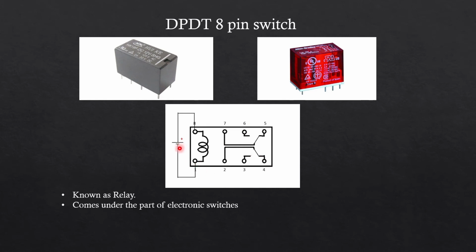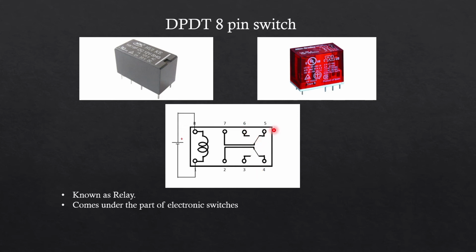You can see a battery is connected to the 1st and 8th pin, which is connected to a coil. This coil provides a magnetic field when a current is passing through it. Because of the magnetic field, the contacts get clicked to the fifth to the sixth and fourth to the third. So this is how you can control two types of circuits, but one of the circuits is controlled in such a way that only when a current is passed through it, otherwise it won't connect.